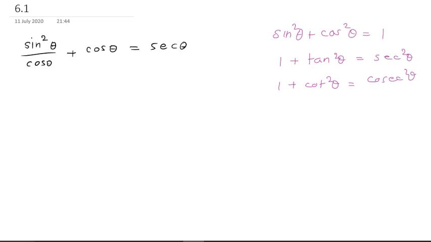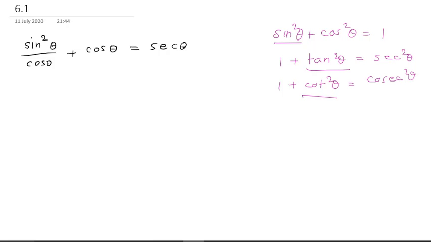Now this 1 plus tan square theta equal to sec square theta can also be in the form of sec square theta minus tan square theta is equal to 1. When I move this tan square theta to the right hand side, I will get 1 equal to sec square theta minus tan square theta. Similarly, here I get 1 equal to cosec square theta minus cot square theta. And the first identity could be sin square theta is 1 minus cos square theta, or cos square theta is equal to 1 minus sin square theta.